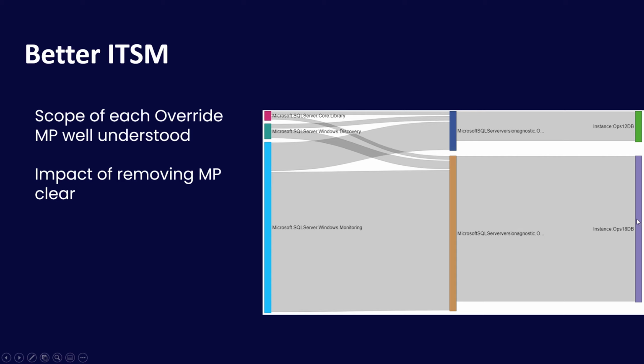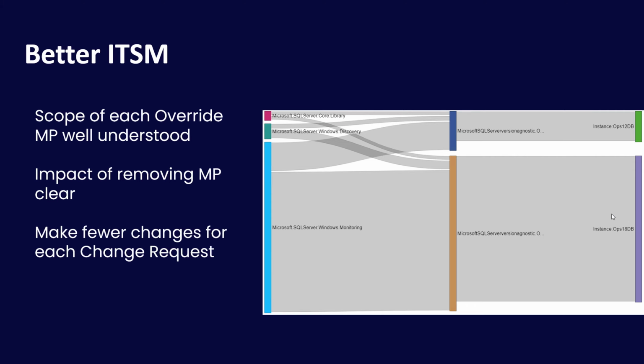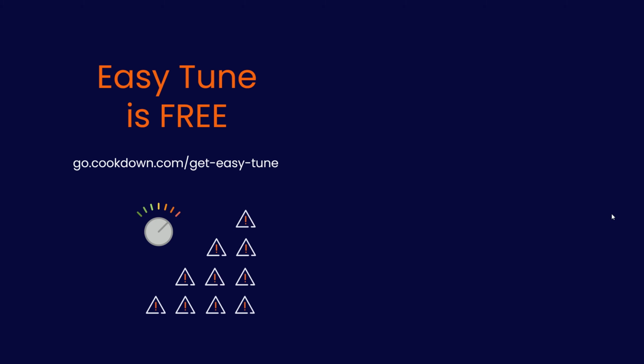It's just the agent that this instance lives on, which means that you're making fewer changes every change request. So you're doing better ITSM if you do this kind of right in the first place. And that's all I had to show. Relatively short and sweet today, the diagrams speak for themselves.